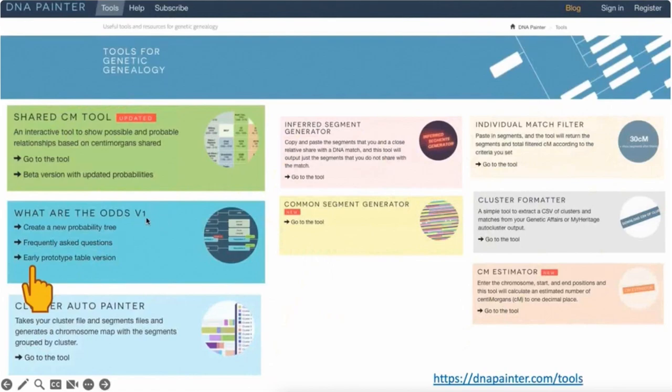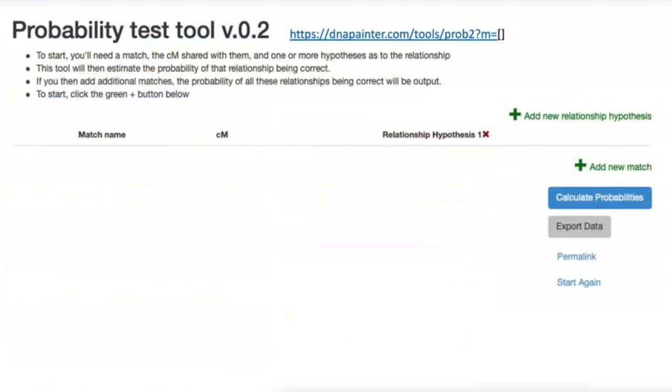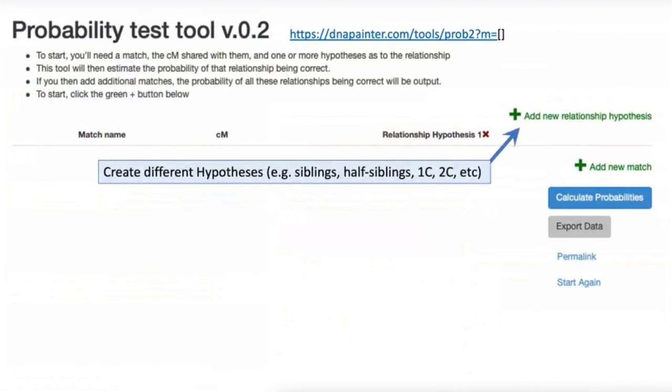But even before they developed that version of the WATO tool, there was an early prototype table that was more suited to the type of analysis that we are trying to do here. Are the three patriarchs brothers, first cousins, or second cousins? That's what we're trying to decipher. And this is the probability test tool, version 0.2.